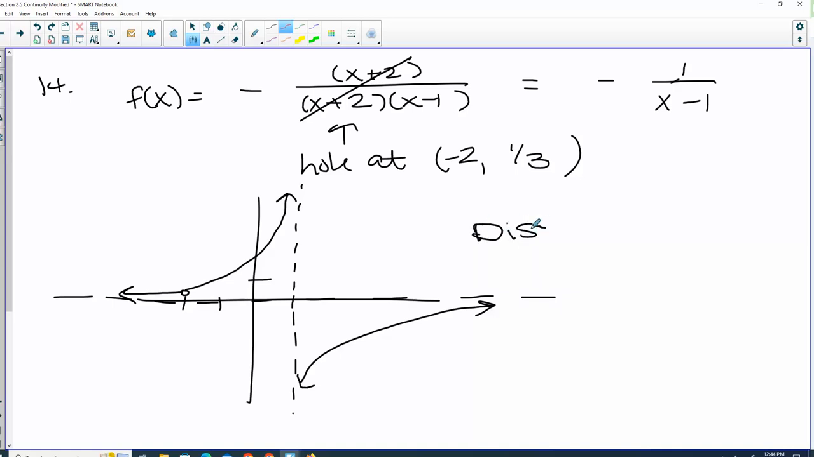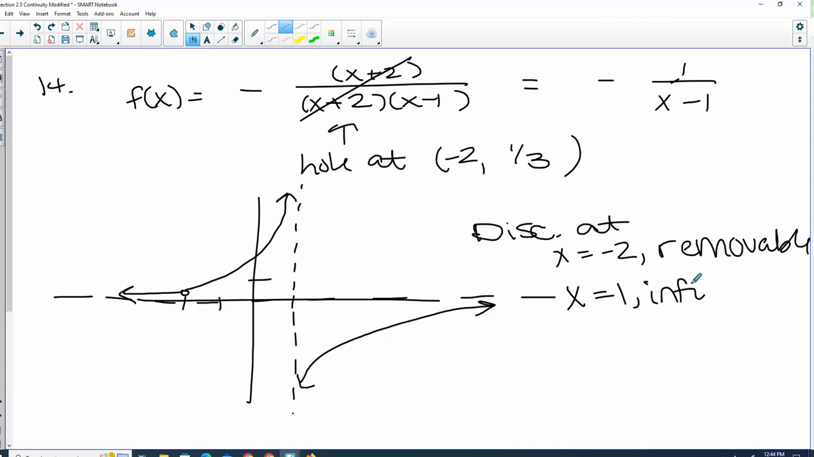So it's discontinuous at x equals -2, but what type is that? At -2? Removable, because it was a hole. And at x equals 1, it would be infinite. So we had 2 types of discontinuity on that one.